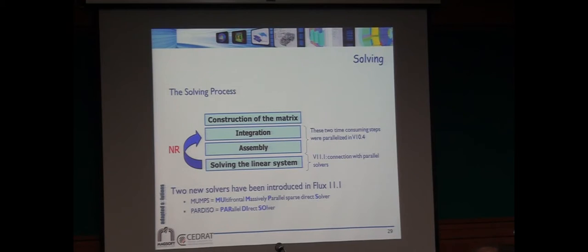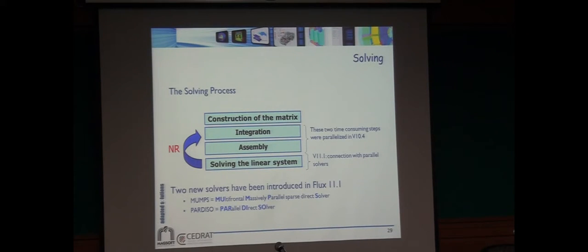Let's talk a little more about the new version. The solving process has been changed a little. The integration and the assembly were already parallelized in version 10.4. In version 11.1, we've added 2 new solvers, MUMPS and Pardiso. The Pardiso solver is very good on one type of Intel processors. It really is amazing what it does. Sadly, it's a solver distributed by Intel, so that's probably one of the reasons.